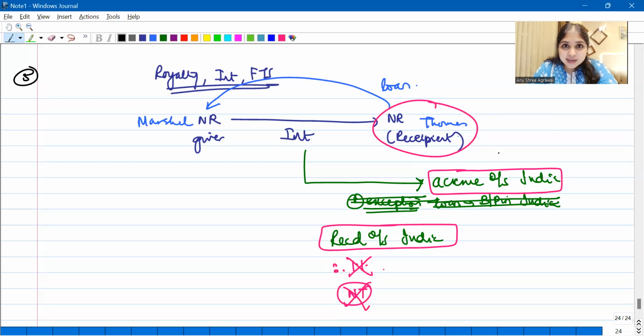Therefore, accruing outside India. They did not say where it is received. So I will assume received also in the same place, outside India. So accruing outside India, received outside India, it becomes not an Indian income, foreign income, therefore not taxable.